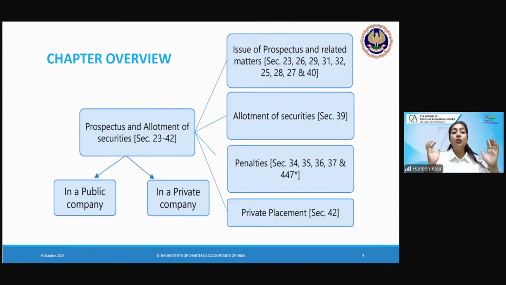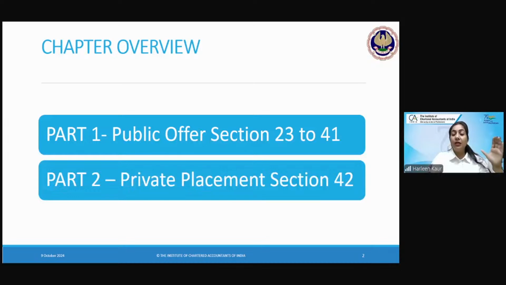So this is what we are going to do in this chapter. This chapter is divided into two different parts. The first part covers section 23 to section 42. Now, section 23 to 41 typically talks about your public offer. How we are going to issue the prospectus, what will be the contents of the prospectus, what all matters are to be included. If I include any wrong thing or misleading statements, what will be my liability as a director? Will the company be punished if it issues wrong information in the prospectus? That is the misstatement in prospectus. What liabilities will occur? All this process of public offer is explained under section 23 to section 41.